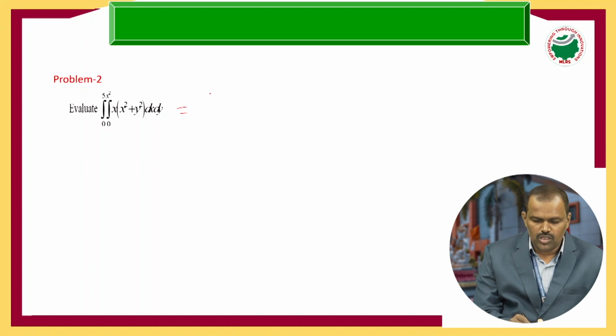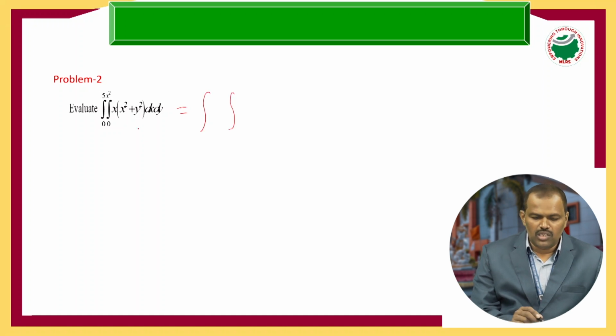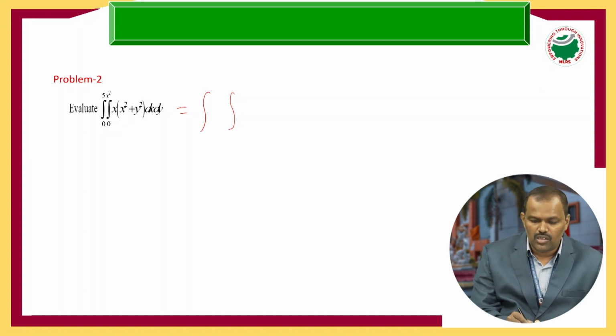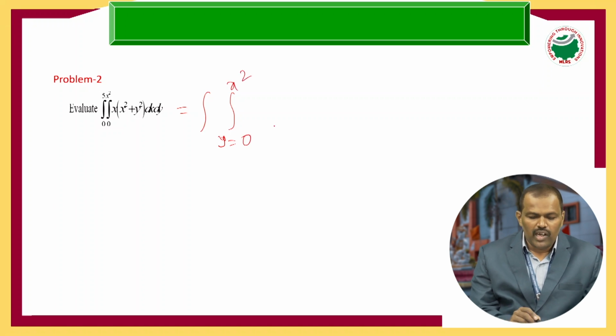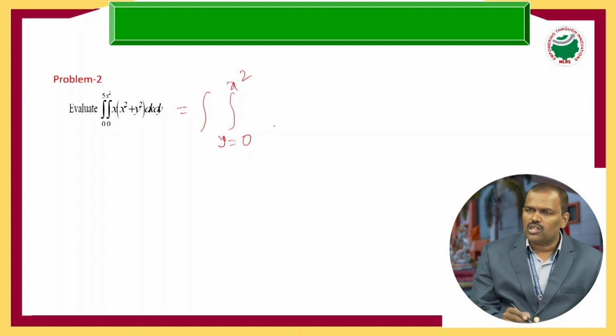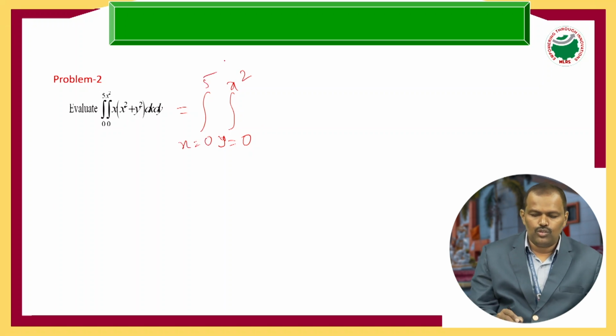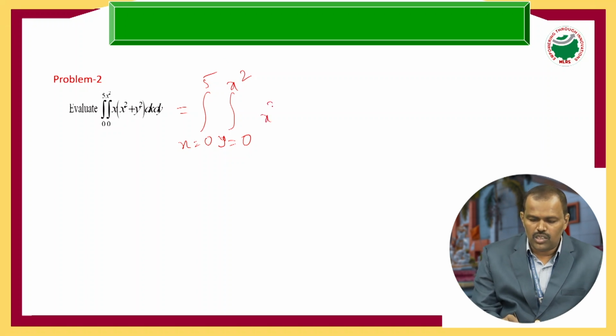So the first limits and the second limits. What I am telling here: 0 to x square is in terms of x. The limits are in terms of x, so those are y limits. Y is equal to 0 to x square. And automatically the rest is x limits, 0 to 5. Here x into x square, I am multiplying inside, x cube plus x into y square.